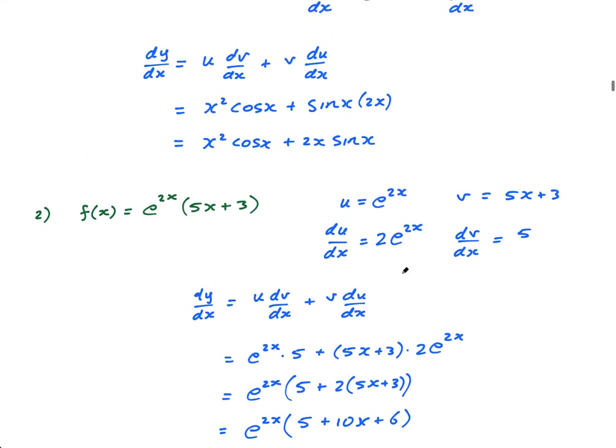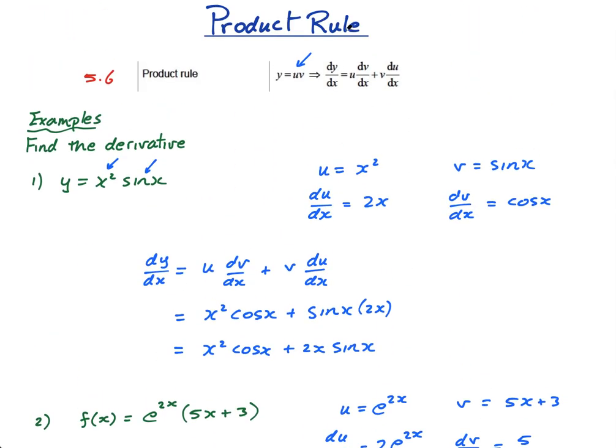So product rule, as I said, you're given it in the formula booklet. Make sure that it's a product, so it's something times something else, and then u is one of them, v is the other one. Differentiate them, sub them into the formula, and simplify as appropriate. Next lesson is the quotient rule.